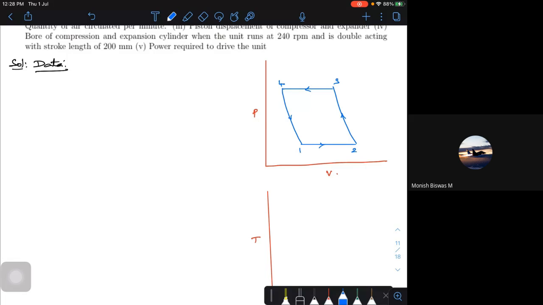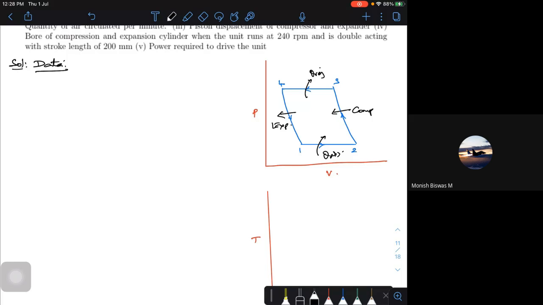So here, heat absorption takes place. Here, heat rejection. Here it is compression, and here it is expansion. And what is the working fluid? The working fluid is air.